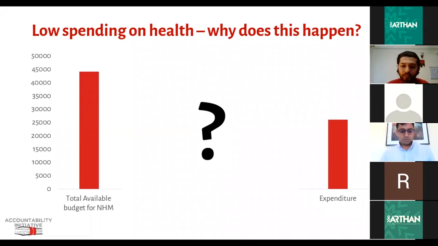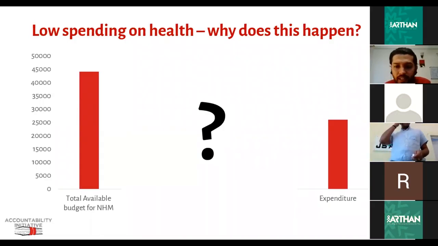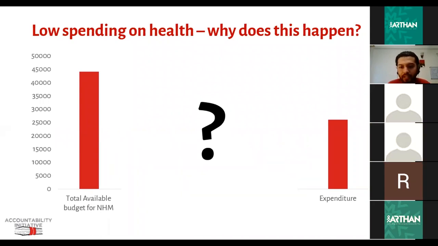And this is an example from the health sector in 2018-19. Take a look at this total budget available for the National Health Mission. So this includes the budget that they were allotted for that year, as well as the previous unspent money that they had for health. And compare this with expenditure, and you can see that there is a very big gap that exists between the two. And why did this gap really happen?